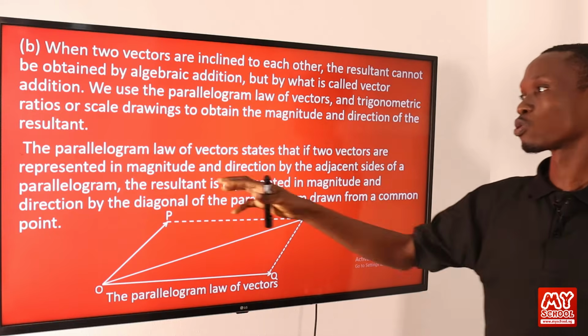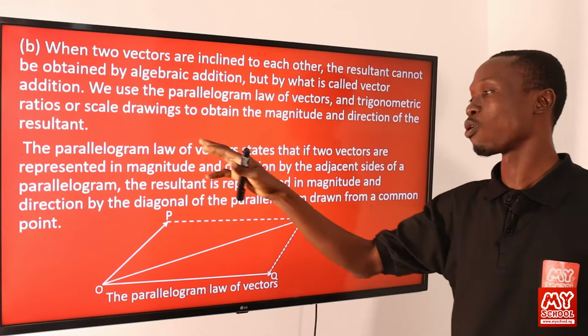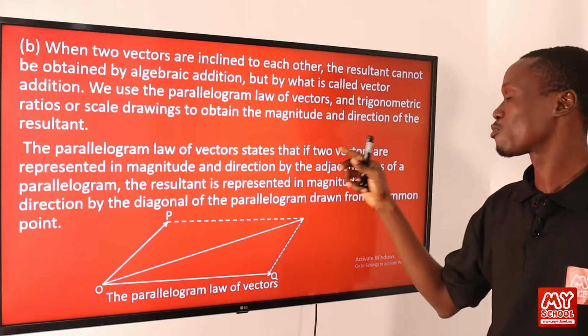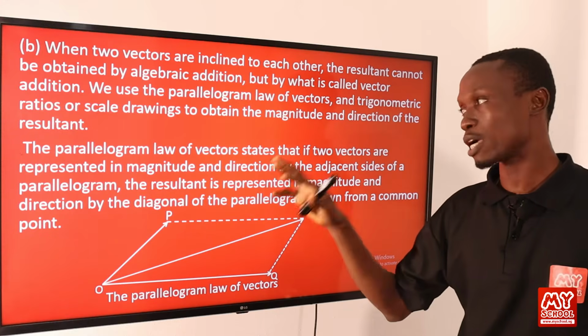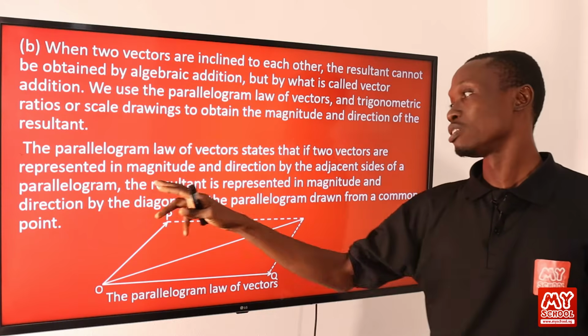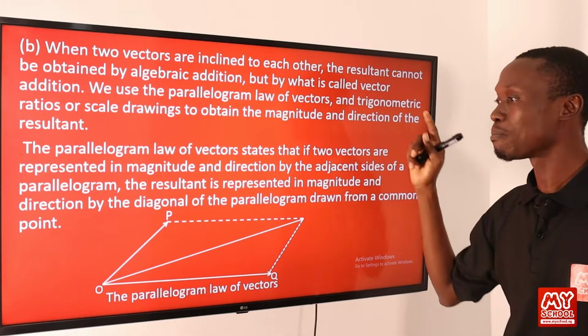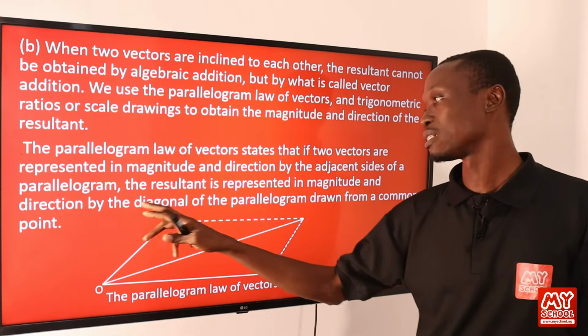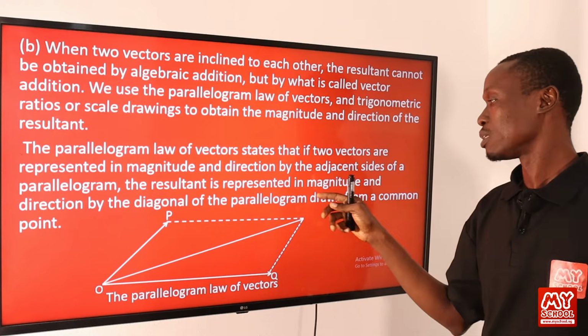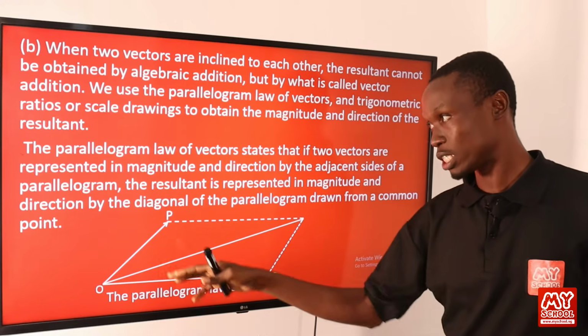So quickly, let's run through what the parallelogram law of vectors states. The parallelogram law of vectors states that if two vectors are represented in magnitude and direction by the adjacent sides of a parallelogram, the resultant is represented in magnitude and direction by the diagonal of the parallelogram drawn from a common point. The diagram below simply illustrates the law.